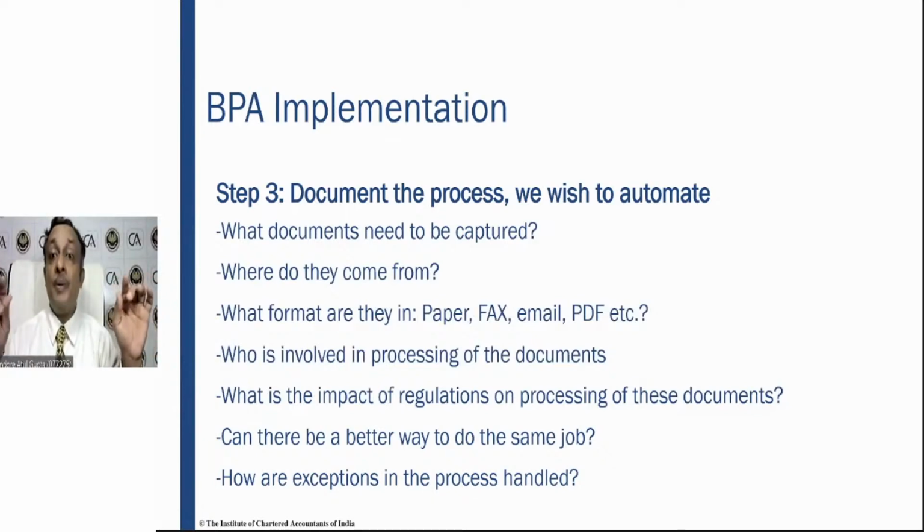Where do they come from? In our case, from all across the city. What format are they in? Paper, fax, email, PDF. In this case, it was basically Google Form. This is basically what you're converting. So previously how it was, now how you are automating. In our case, now it is through Google Form. Previously, there was no concept of a form because before lockdown, people would go to the shop and buy the product. But now you have to buy through a form.